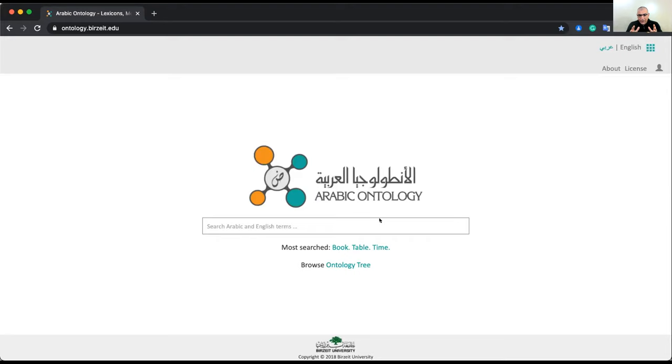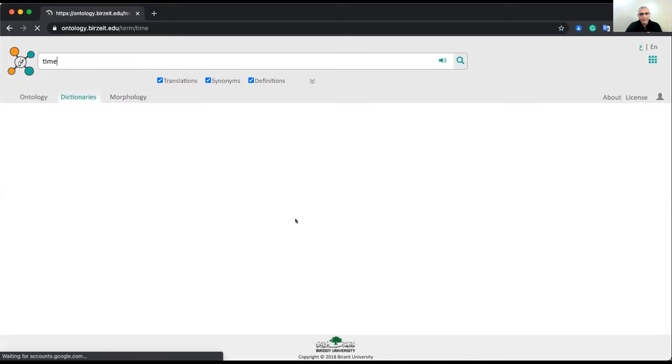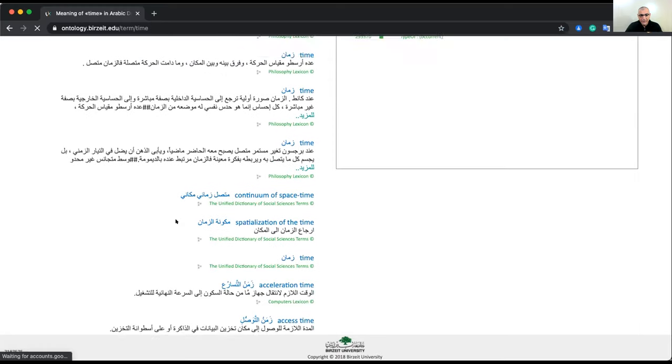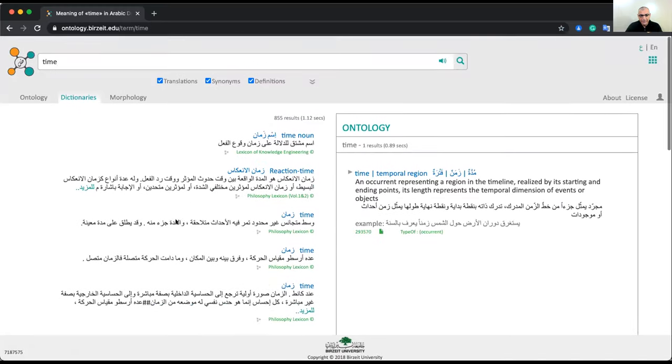This is our ontology portal, which is a lexicographic search engine that contains the Arabic ontology and 150 lexicons. And by the way, some of the lexicons are really big. So we can search directly, or there is a link to the ontology tree. If we search, for example, "time", we see the results coming from the lexicons and the ontology. These are coming from the lexicons. This is the result from the ontology.